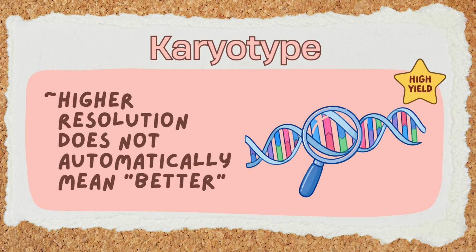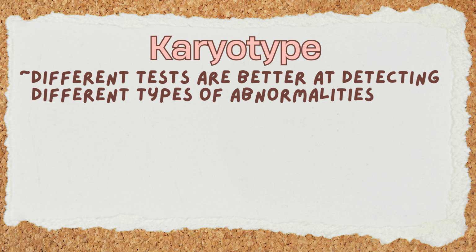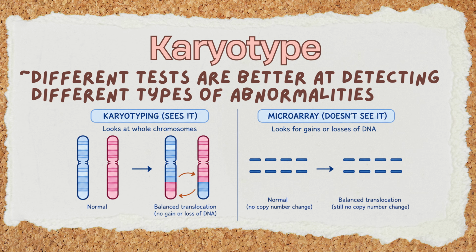And this introduces one of the most important teaching points. Higher resolution does not automatically mean better. Different tests are better at detecting different types of abnormalities. For example, a karyotype can detect balanced rearrangements, but a chromosomal microarray usually cannot. That distinction becomes very important clinically.